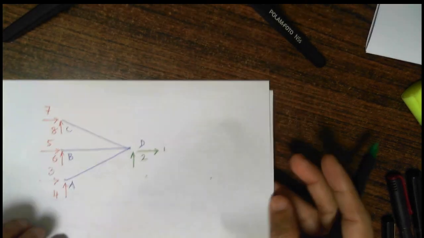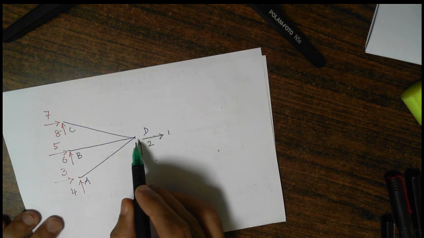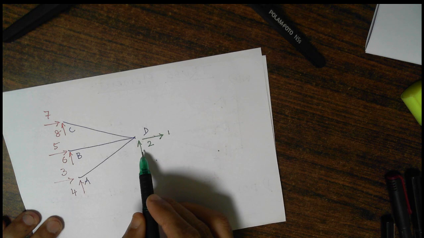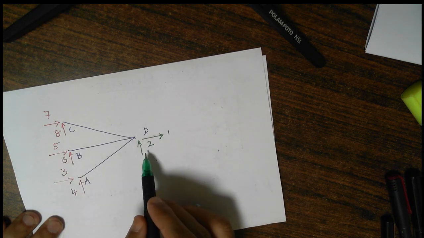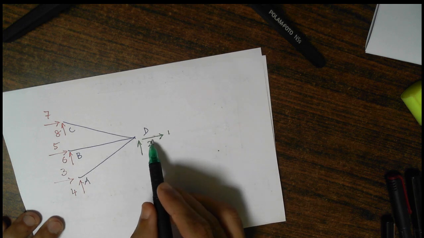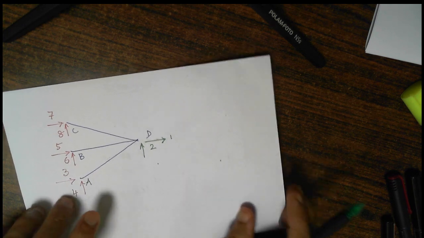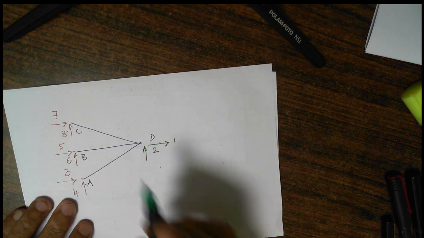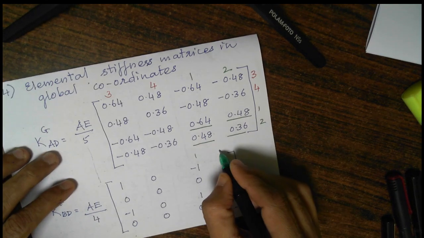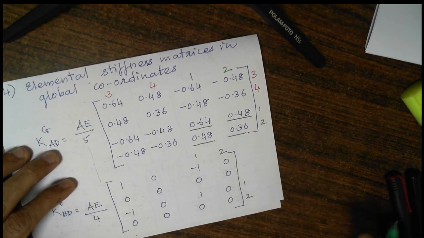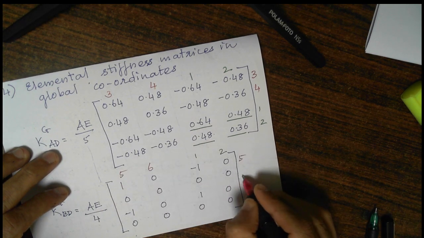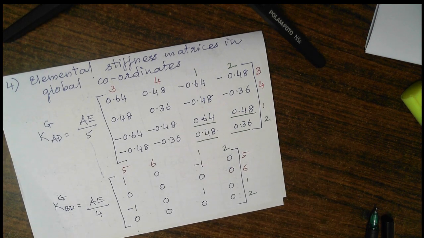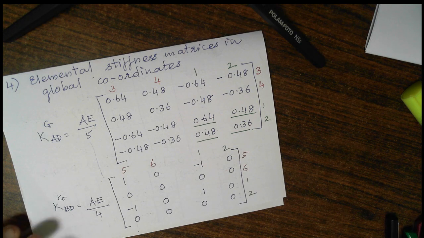Now, how is member BD? Look at member BD. The global coordinates for BD are 5612. If I would have written DB, I would have given the coordinates as 1256 for this matrix. But since my member is BD, my coordinates are 5612. So I am writing the coordinates 5612 by 5612. So I have written the global stiffness matrix for member BD.